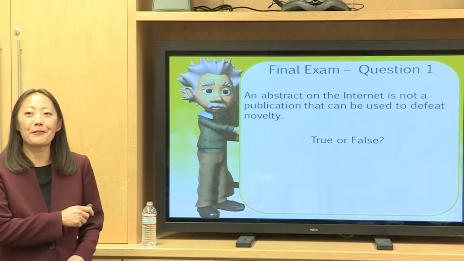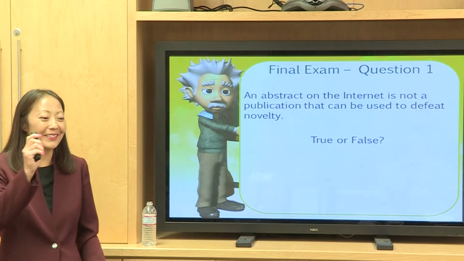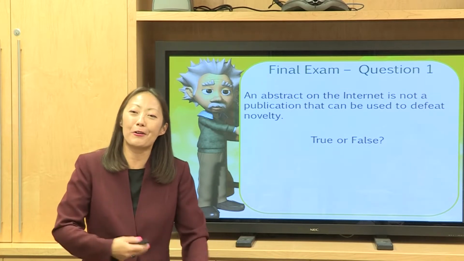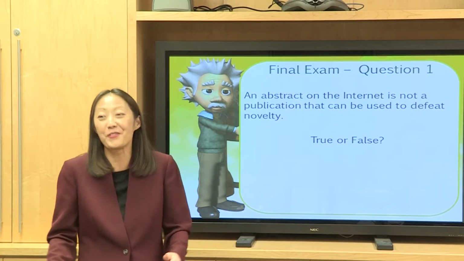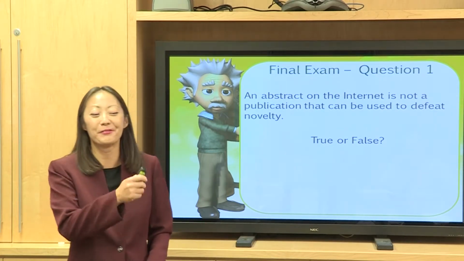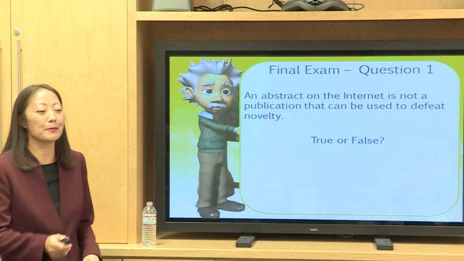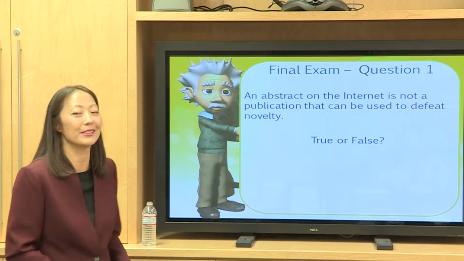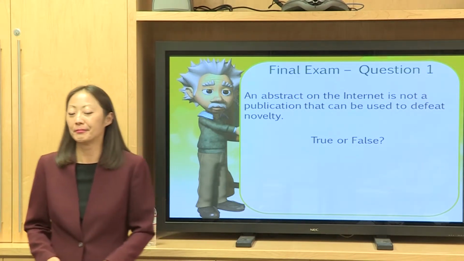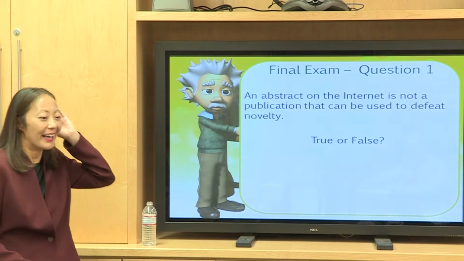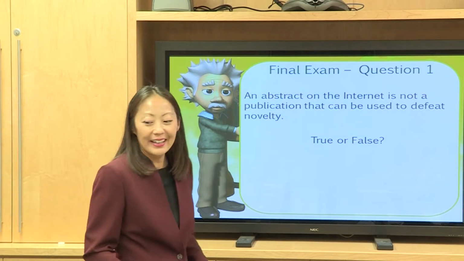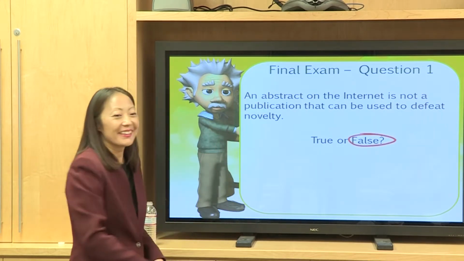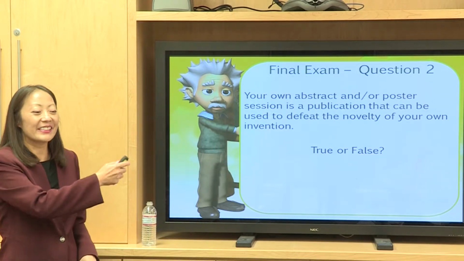And so now we have the final exam. We have to do this because we want to know how well I did here, which hopefully we get these right. So final exam question number 1. An abstract on the internet is not a publication that can be used to defeat novelty. True or false? Everybody logged in? False. Yay, correct. All right, next question.